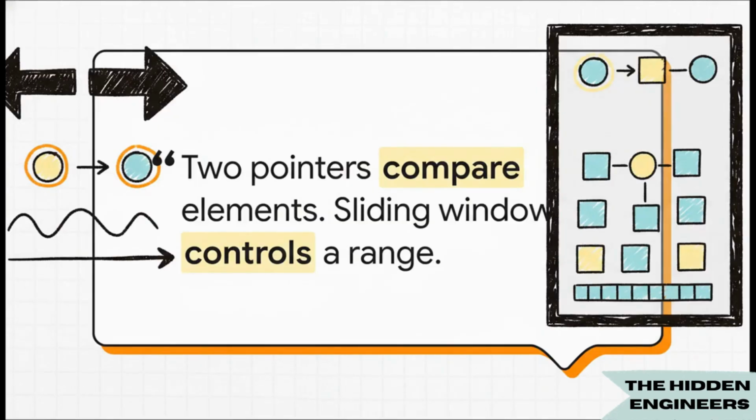So if you walk away with just one thought, let it be this. 2 pointers are for comparing elements, and those elements can be anywhere. Sliding window is for controlling a range, a connected block of stuff. Once that clicks, I promise you, a whole bunch of these interview problems will suddenly seem so much easier.